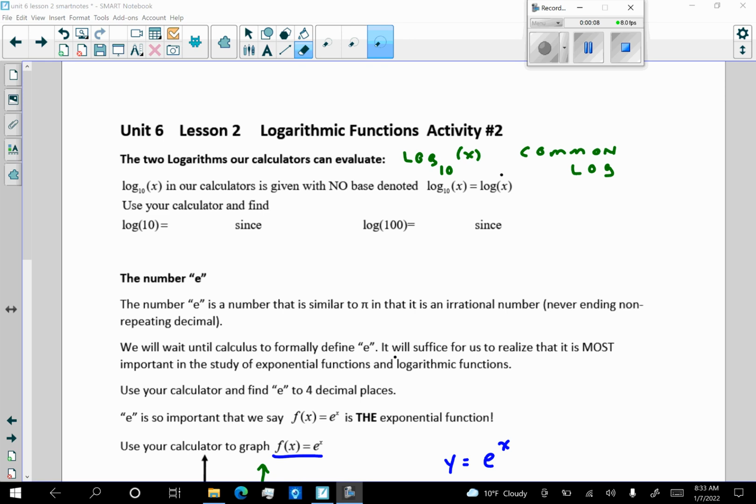Today we're going to talk about Unit 6, Lesson 2, Logarithmic Functions, Activity Number 2. This is a very easy activity. This should be a fairly short video.